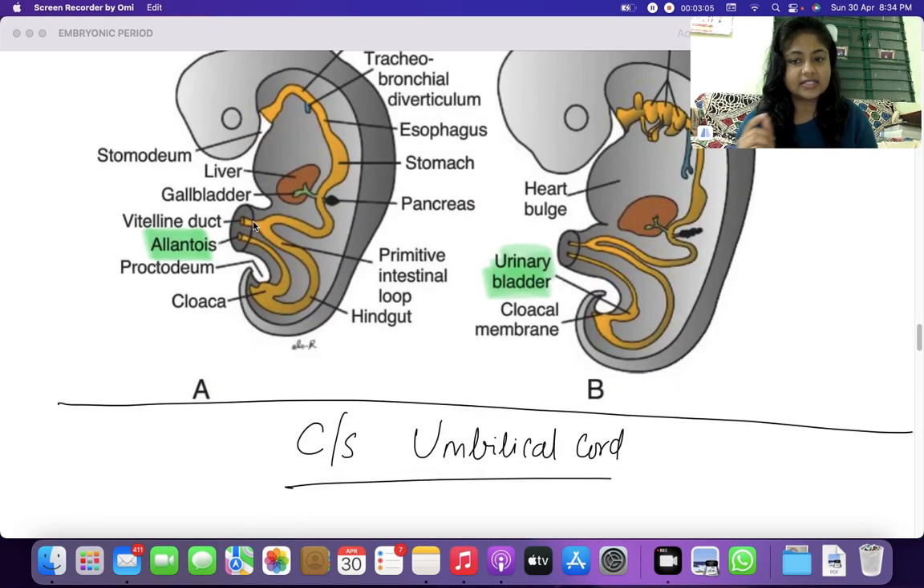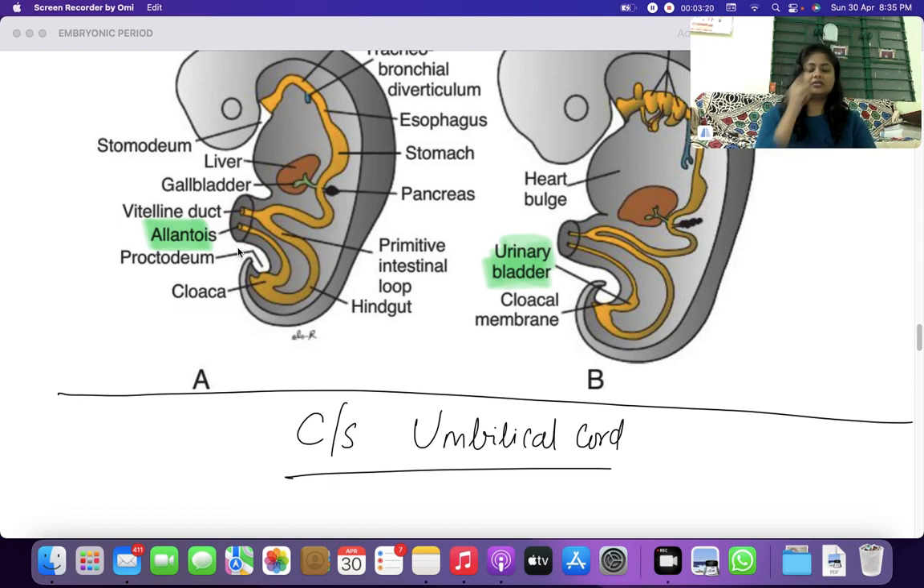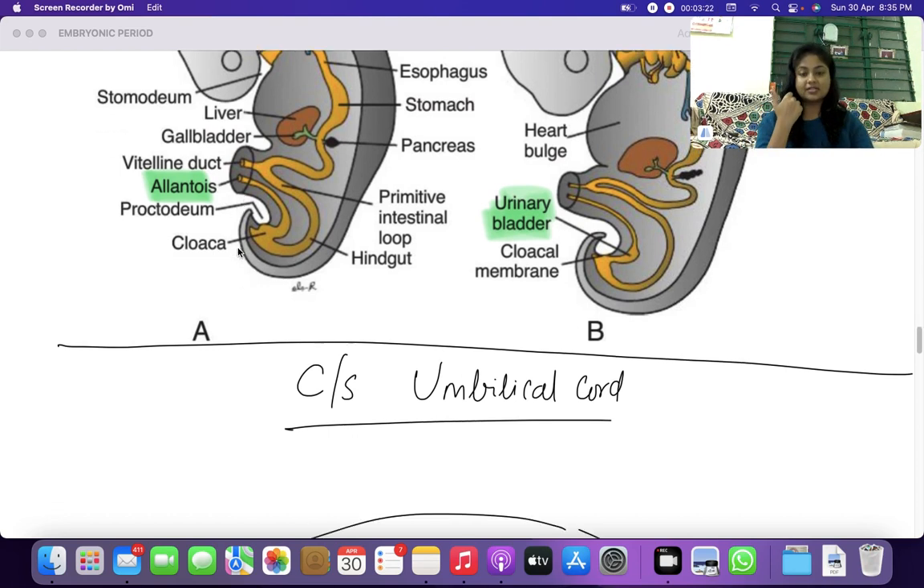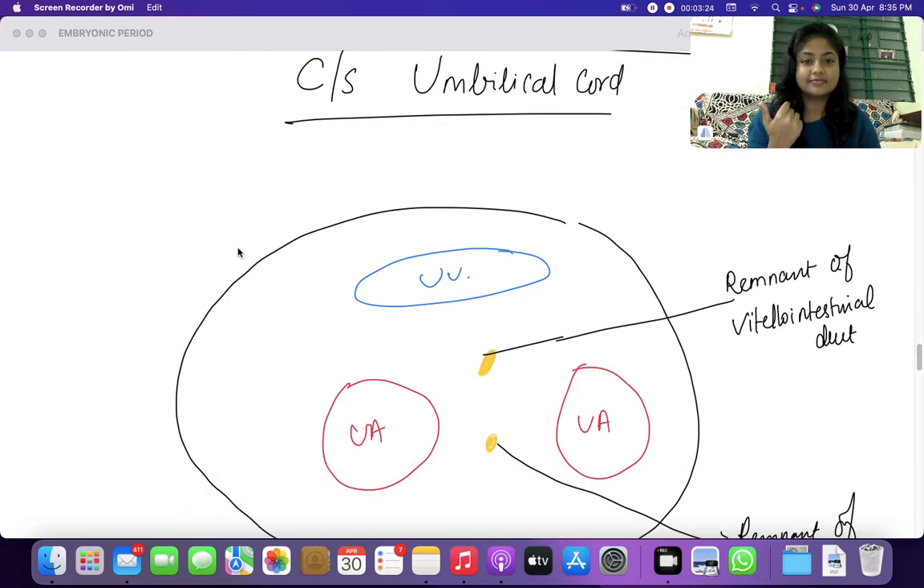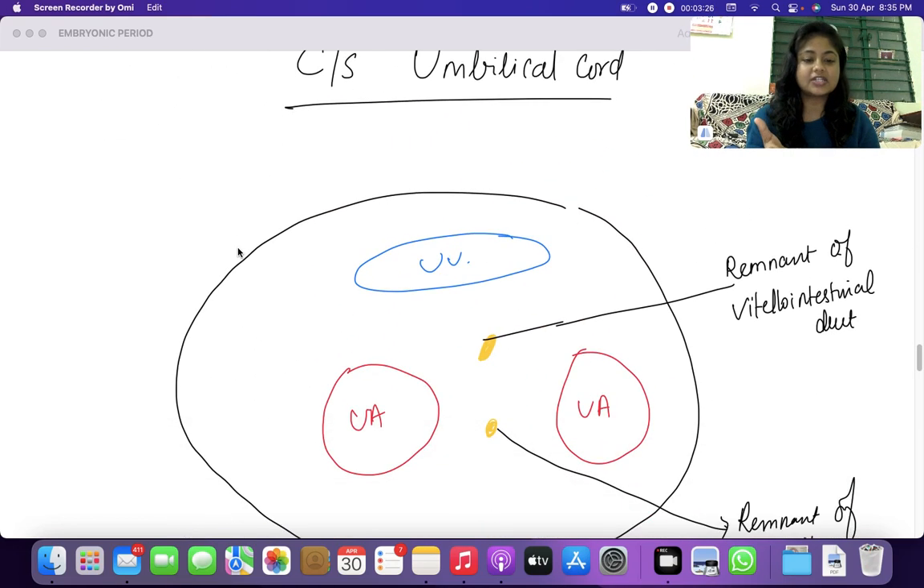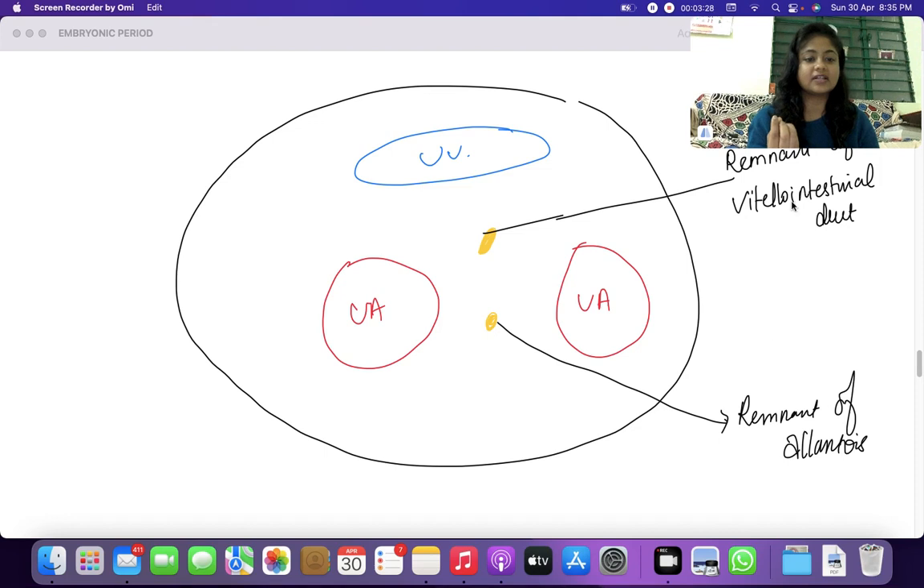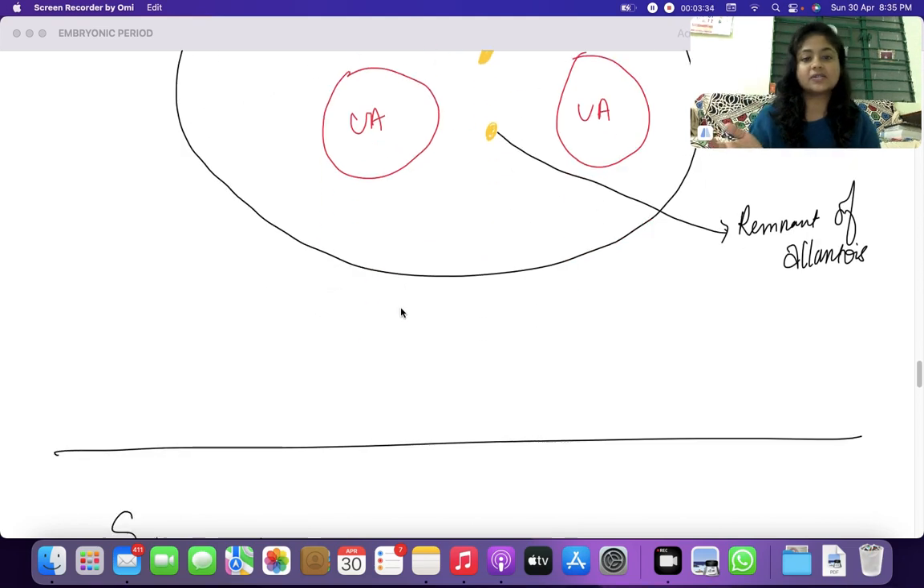So vitelline duct is the connecting part of the yolk sac to the connecting stalk, and this allantois is absorbed into the urinary bladder, and the remnant is called the urachus. So in cut section you can see the remnants of vitellointestinal duct and the remnant of allantois along with the umbilical artery and umbilical veins.